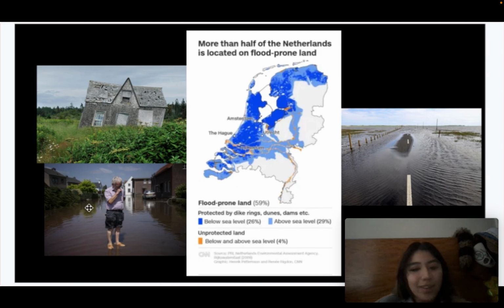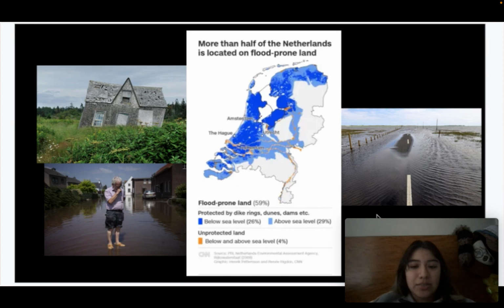And then these are just some other photos highlighting the flooding in coastal Holland and how it's really impacting people and causing a general negative impact on them, as you can see in this guy right here. I also wanted to highlight this map right here, which is showing how more than half of the Netherlands is located on flood-prone land.